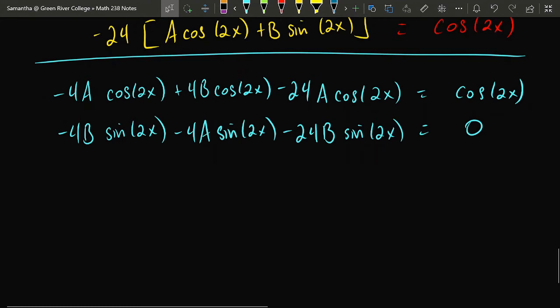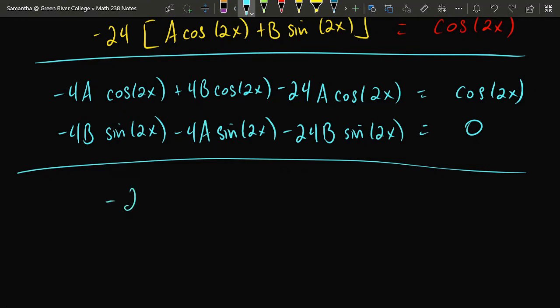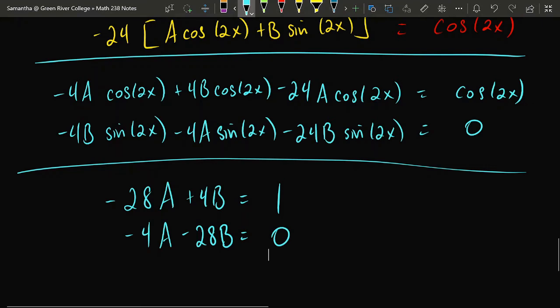So, negative 4a plus 4b minus 24a must be equal to 1 if I look at the constants on the cosines. So if I combine as many like terms as possible, negative 28a plus 4b must be equal to 1. Now on the left side I have negative 4b, negative 4a, and negative 24b. Those are my sines. But on the right side I have 0 sines.